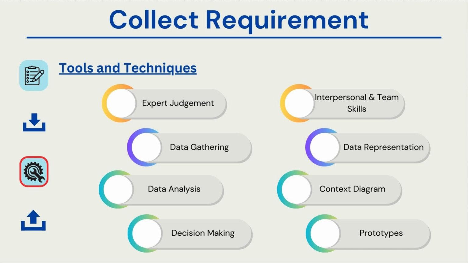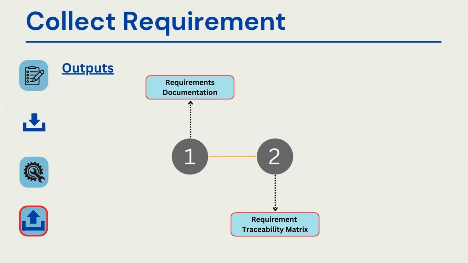All of these factors certainly have an impact. Data representation techniques, such as affinity diagrams, context diagrams, and prototypes, could also be useful. These techniques will definitely help in engaging stakeholders from whom we will be gathering data and requirements for the project. Alright, so what do we get by the end of the collect requirements process?